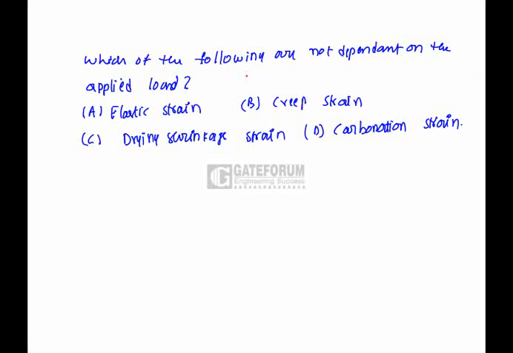Question is, which of the following are not dependent on the applied loads? The applied load P is not dependent on which of the following: elastic strain, creep strain, and carbonaceous strain. The strain that is caused in the material depends on the applied load P, whereas drying shrinkage strain is not dependent on the applied load. We have to find out not dependent. So option C is correct.